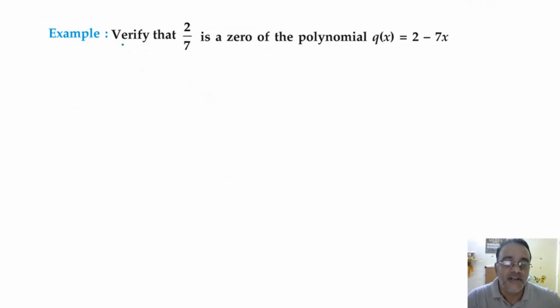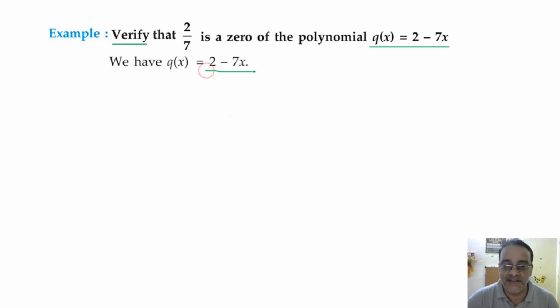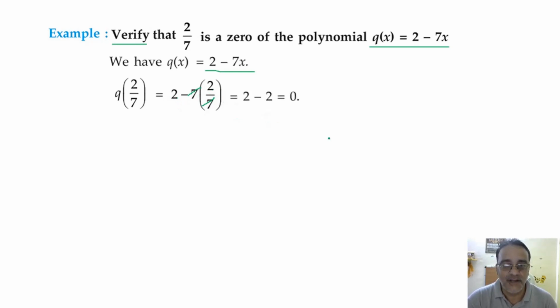Okay. The next type of question is to verify zero. So verify that 2 by 7 is a zero of the polynomial q of x is equal to 2 minus 7x. What do we have to do? We substitute and check whether we get 0. We will get 0 because we have to verify, meaning prove. So q of x is equal to 2 minus 7x. Now we substitute 2 by 7 in place of x. Look carefully, 7 and 7 will cancel. So what is left here is 2 minus 2, and that is equal to 0. So hence 2 by 7 is a zero of q of x.